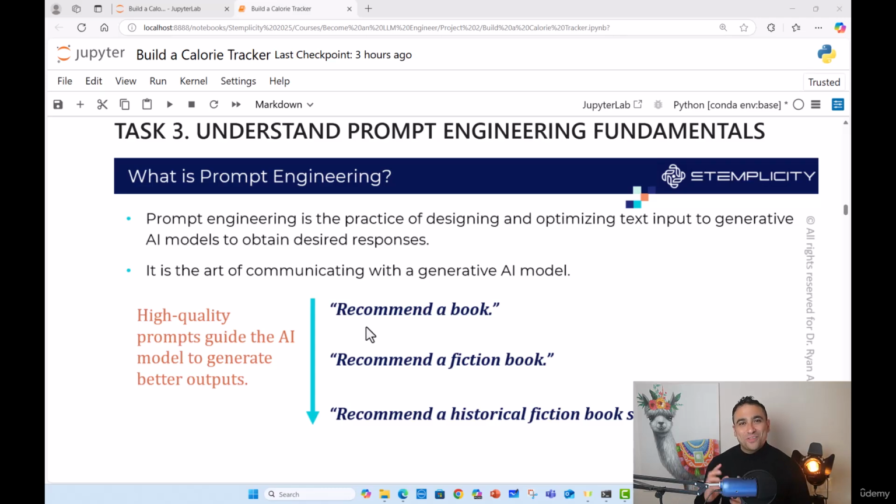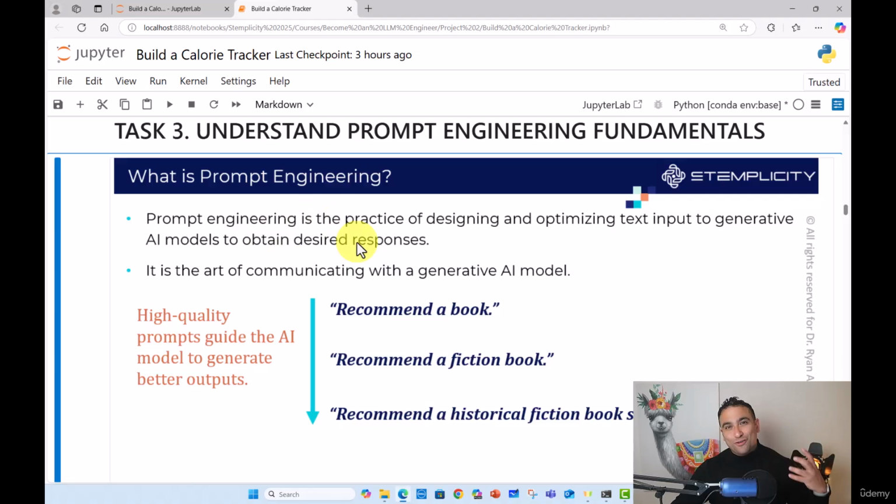In this lesson, we are going to cover prompt engineering fundamentals. So the first question is, what is prompt engineering? Well, prompt engineering is a practice of designing and optimizing text input to Gen AI models, or generative artificial intelligence models. Think of it as the art of communicating to an AI model.